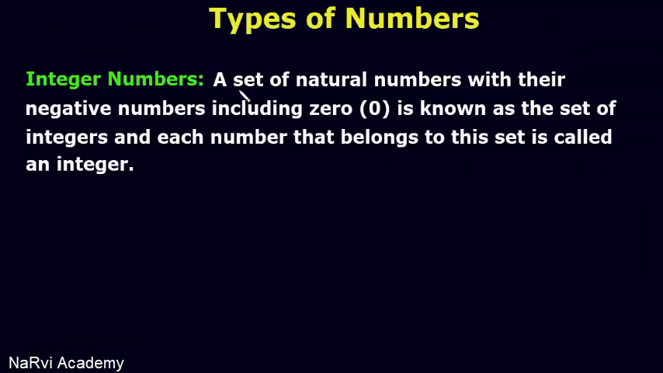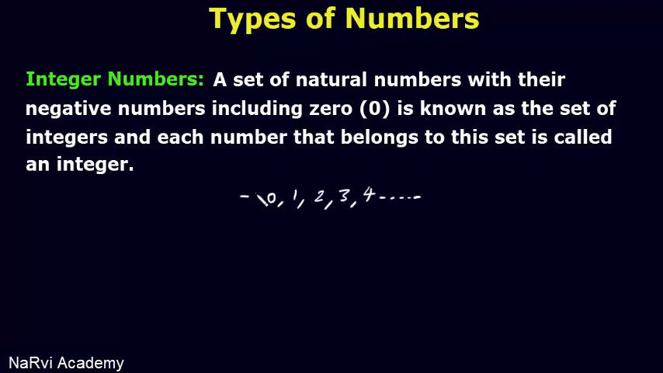Integer numbers. A set of natural numbers with their negative numbers, including 0, is known as the set of integers. And each number that belongs to this set is called an integer. So the set of integers is 0, 1, 2, 3, 4, and so on, -1, -2, -3, -4, and so on. This is a set of integers.